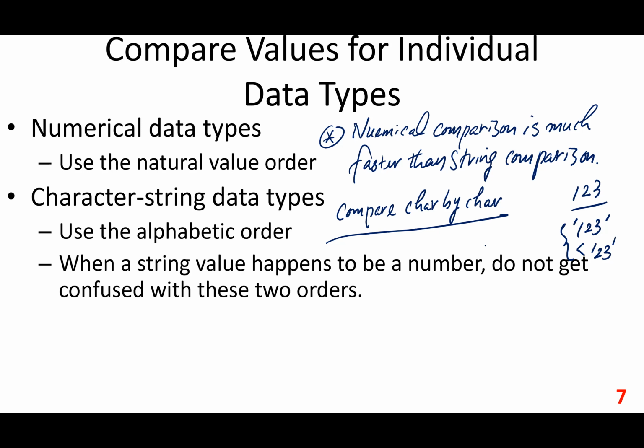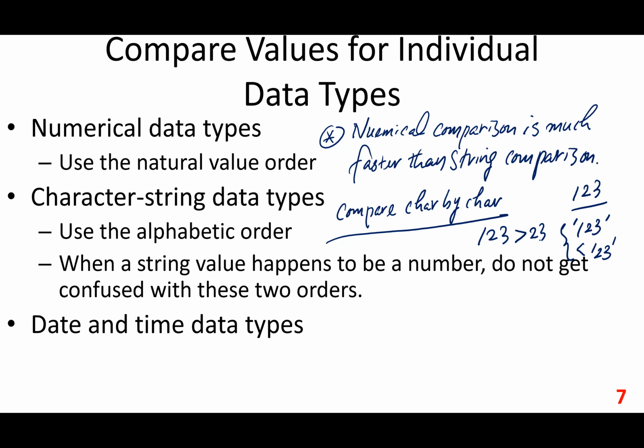But if you compare the numerical value, 123 is greater than 23, right? Numerical order is opposite in this case. Numerical order is opposite to the alphabetic order, because they can be treated as both numerical values and string values. So that's the meaning of this second property.